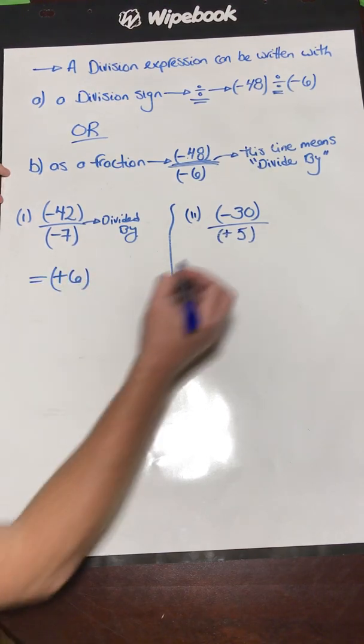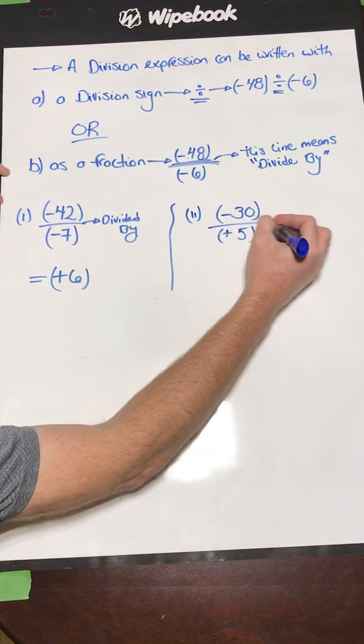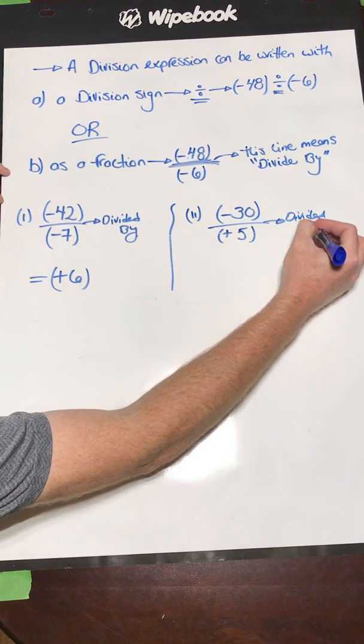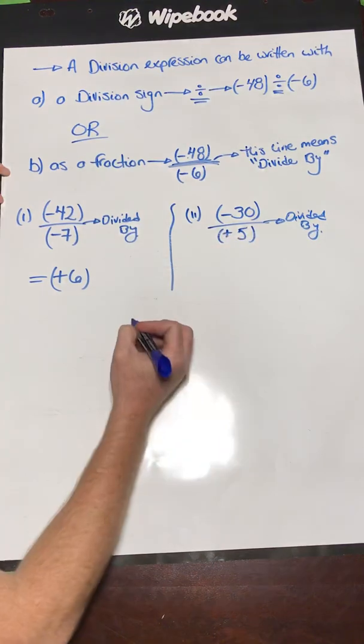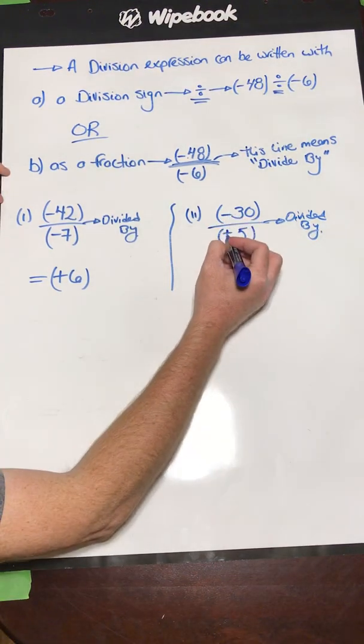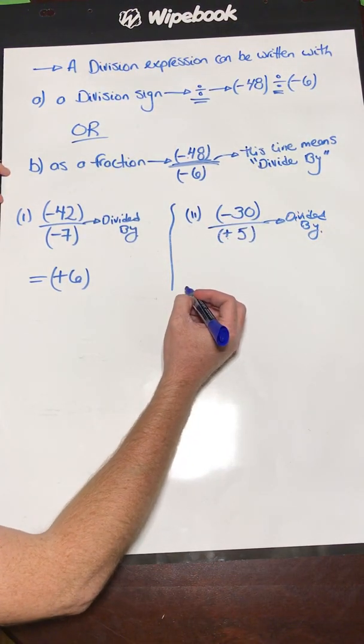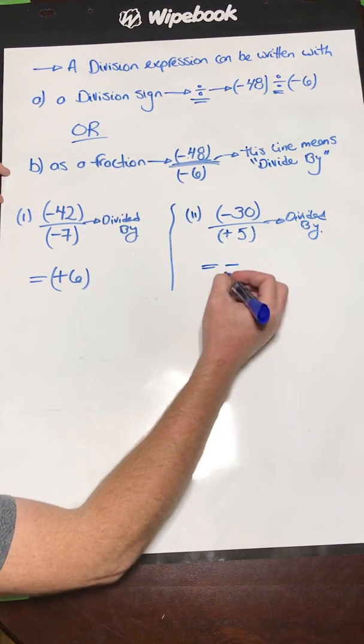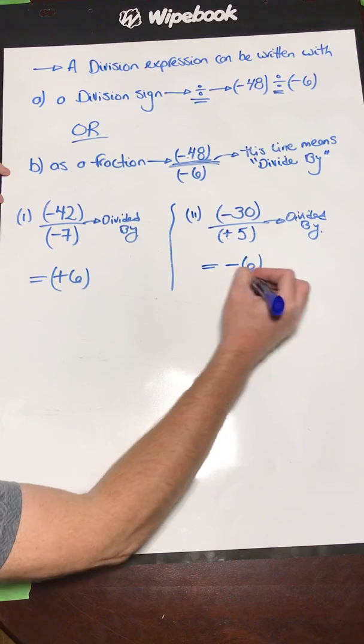Okay, negative 30, this line means divided by positive 5. A negative and a positive, different signs or opposite signs, means that it's going to be a negative integer as the answer. It's going to be negative 6.